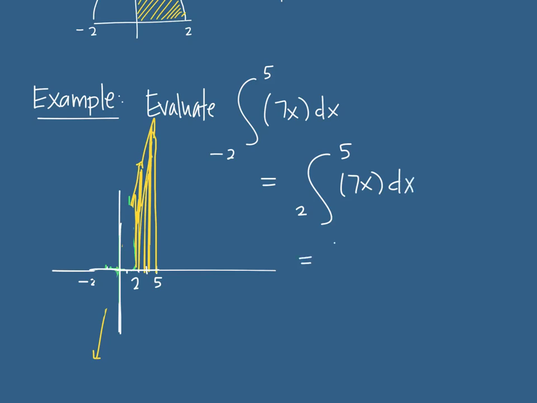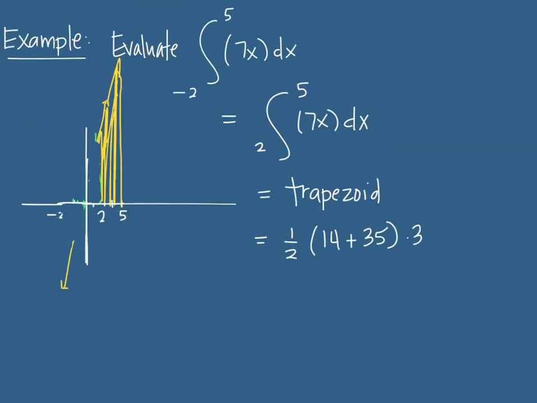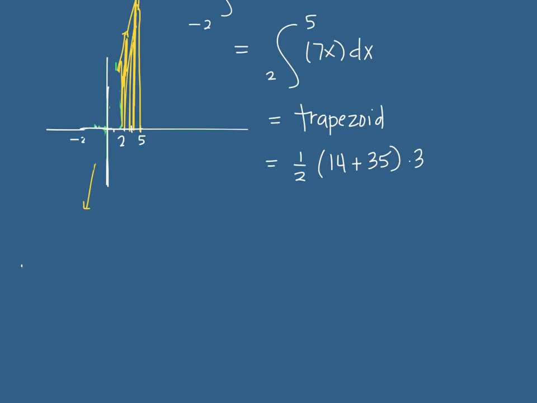And so that's going to be a trapezoid. And that trapezoid is 1/2 of the height on the left, which is 14, plus the trapezoidal height on the right, which is 35, times the base, which is 3. And so you can evaluate it that way. That'll be 49 times 3 over 2. Okay, any questions about that? Okay. All right.